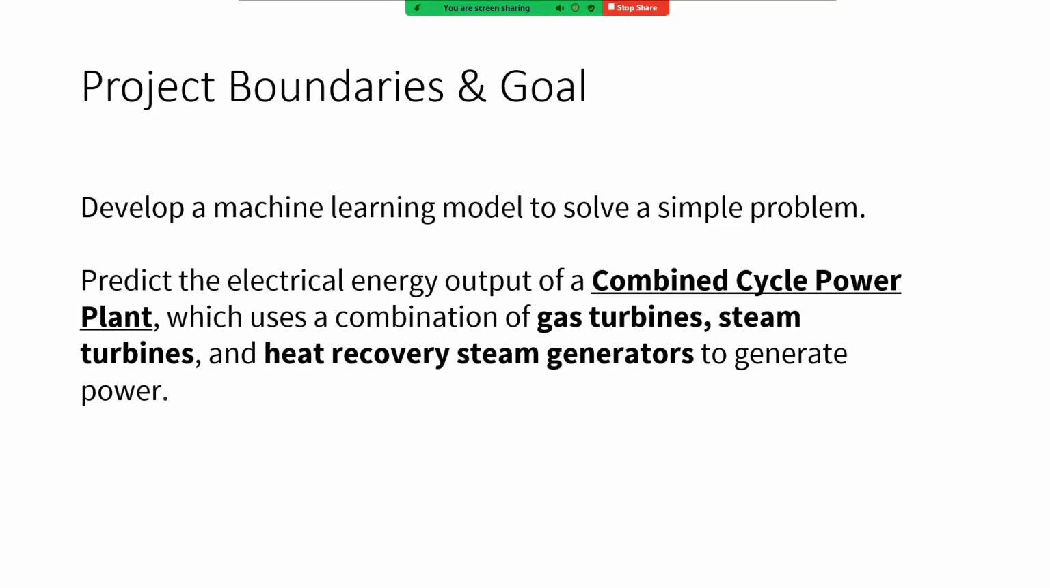Just as a reminder, the project boundaries and goal was to develop a machine learning model to solve the problem and predict the electrical energy output for a combined cycle power plant. We were asked to determine what type of machine learning approach is needed, determine the features and the different algorithms, and look at validation strategies, and evaluate the performance of the final model using the defined output metric, which is the prediction of the electrical energy output.